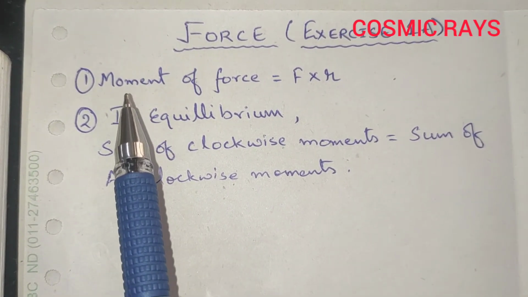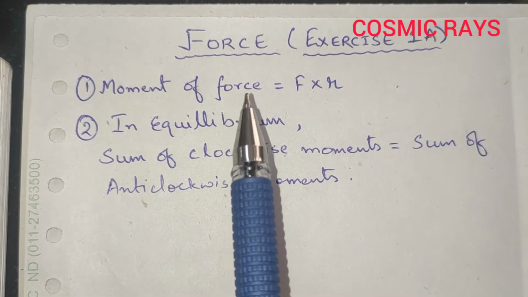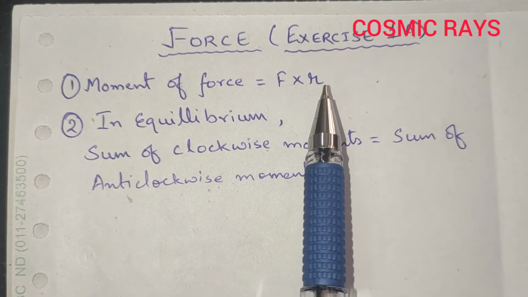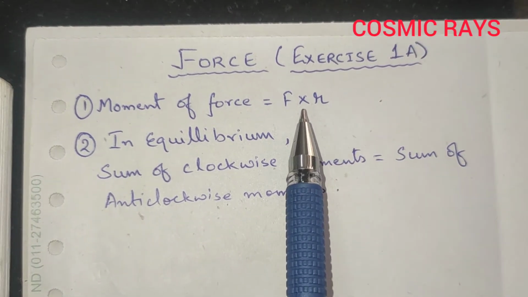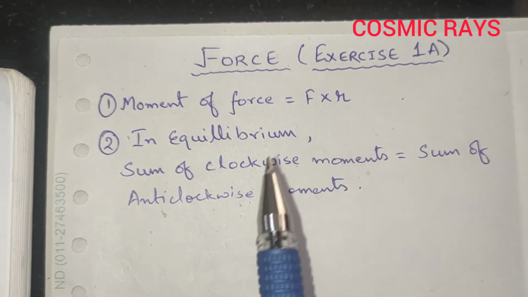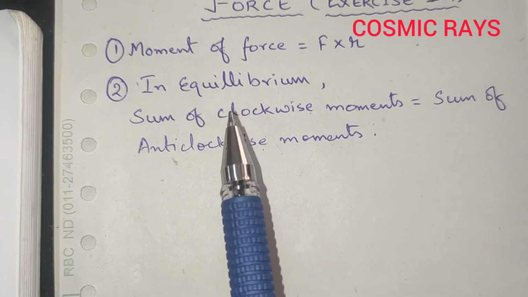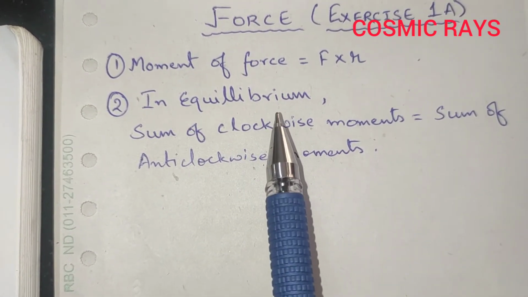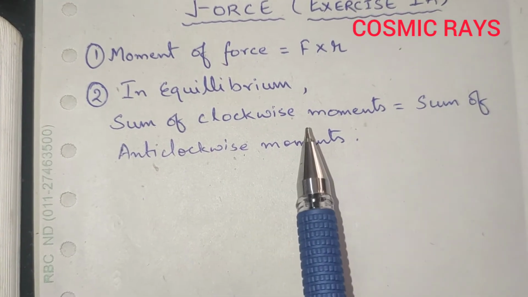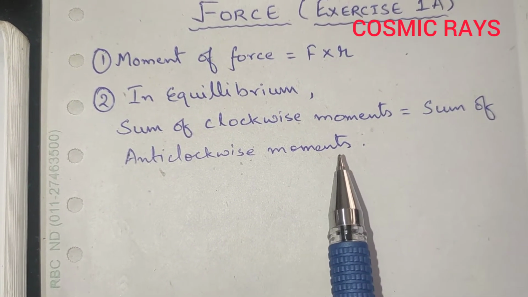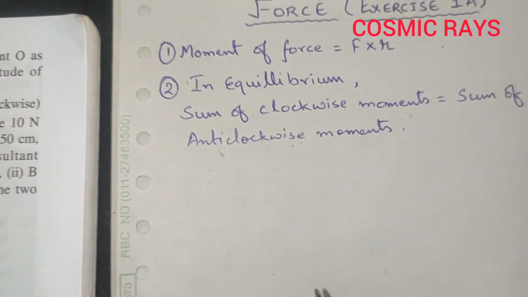Firstly, we are going to use the formula for moment of force, which is given as force multiplied by the distance, denoted as R. And also we have to know the principle of moment, that says at equilibrium the sum of the clockwise moments will be equal to the sum of anti-clockwise moments.